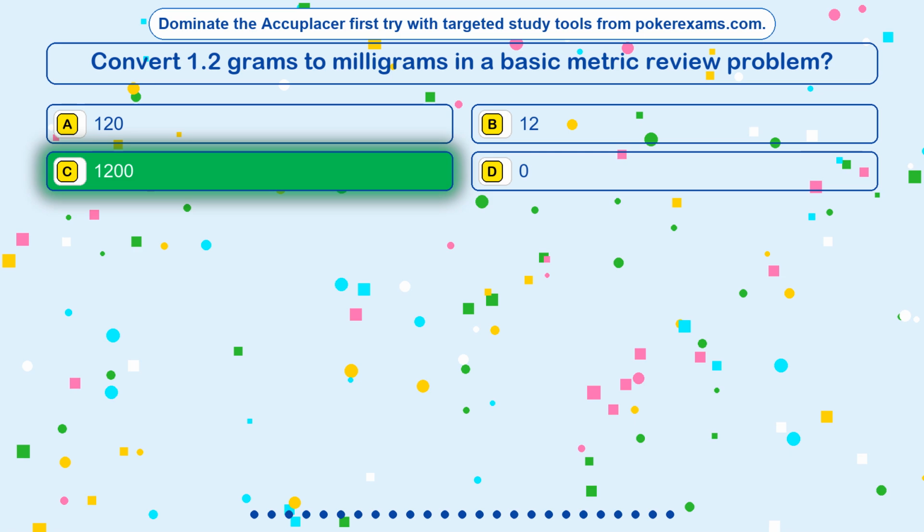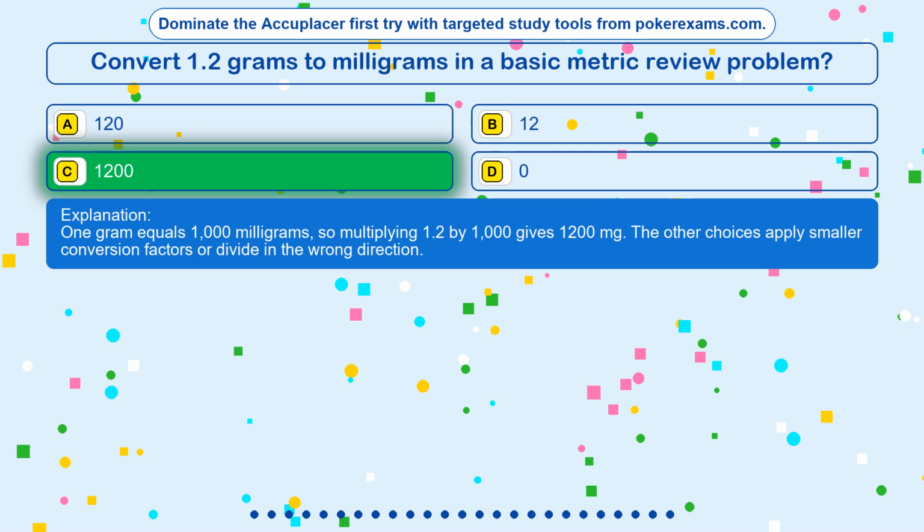The correct answer is option C, 1,200. 1 gram equals 1,000 milligrams, so multiplying 1.2 by 1,000 gives 1,200 milligrams. The other choices apply smaller conversion factors or divide in the wrong direction.